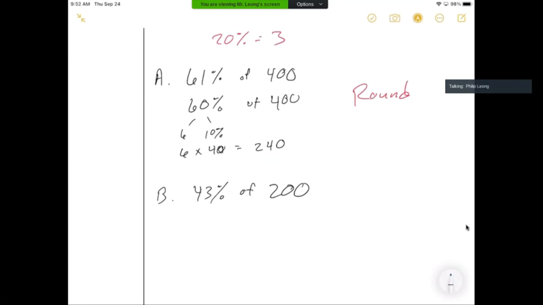Okay. Here you go. Check it out. So I'm going to change this to 40%. I'm going to round it off. Okay? I know that 10% is equal to 20. So 40% is equal to 80.